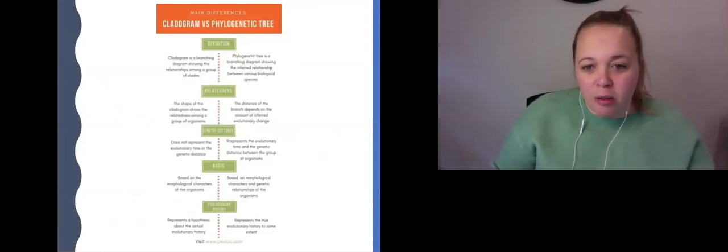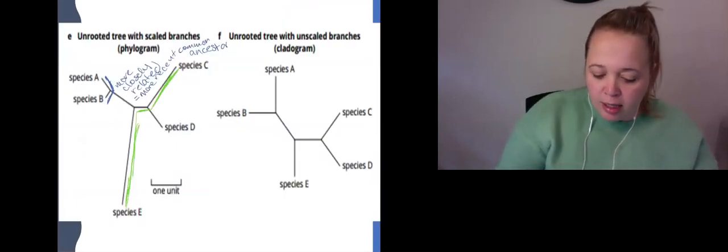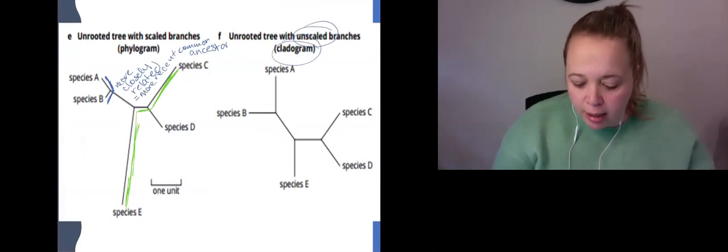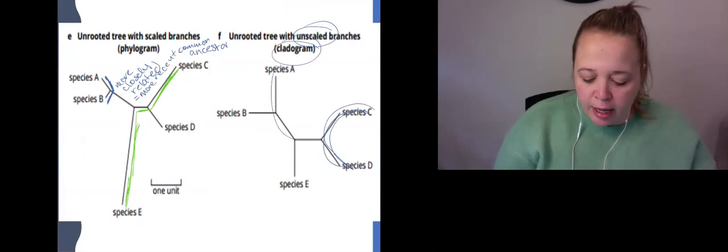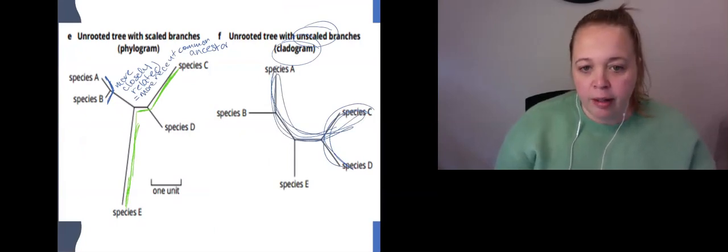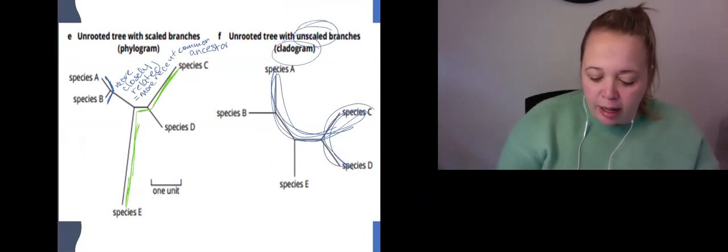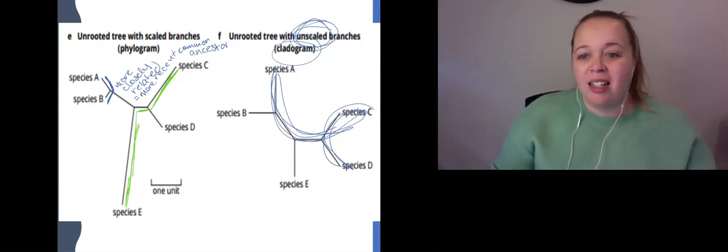But ultimately, that's all we need to know about cladograms versus phylogenetic trees. Cladograms give us, so this one here is unscaled. So this is a cladogram. It just shows us who's more related. So I would say C and D are more related than A and C, because they've branched off closer to each other, but it's no scale. So it's an unscaled diagram, whereas a phylogenetic tree is a scaled diagram.